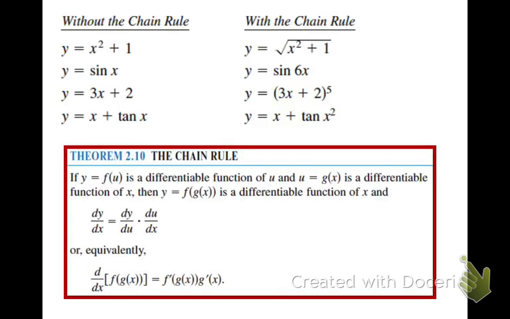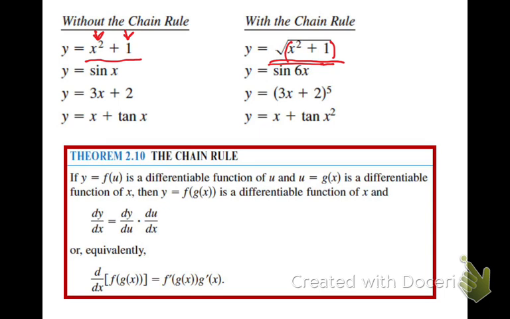Okay, so without the chain rule, with the chain rule, this is just examples. Without the chain rule, I can do x squared plus 1. With the chain rule, I can do the square root of x squared plus 1. What's the difference between these two? One of them is a square root. Don't I have a function in a function? I have a function in a function, right? Where this one, I just have one thing here and one thing here.